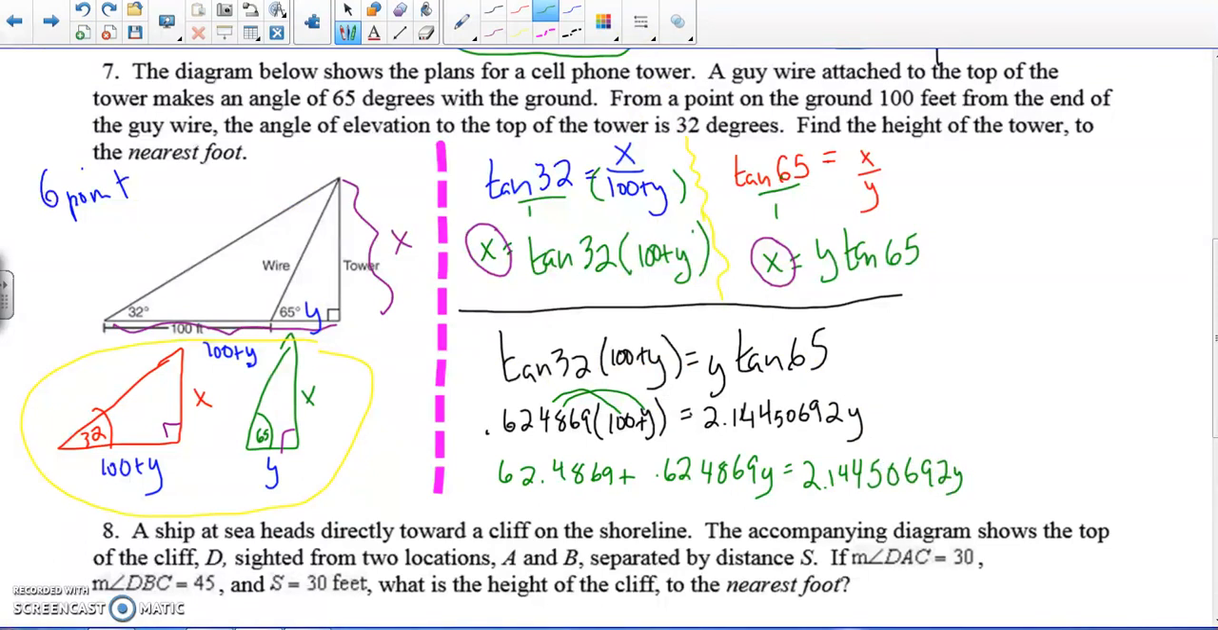2.1445069. All right. Now this is something we can handle pretty easily. All we have to do to get the y by itself is subtract this term from both sides. So we'll subtract 0.624869y from this side. So those cancel out, we know that. We'll subtract the same thing, minus 0.624869 from this side.